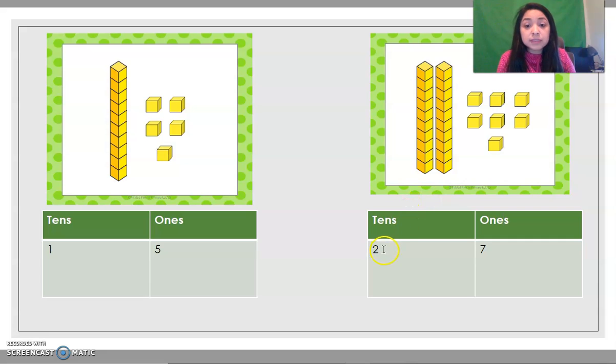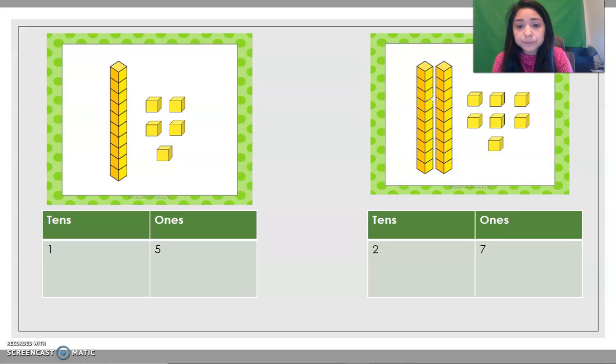So now we're going to look at the tens column. I see the number 2 and I see the number 1. And I know that 2 is bigger than 1. So I know that this number for sure is the largest number. Now let's go ahead and look at the next problem.